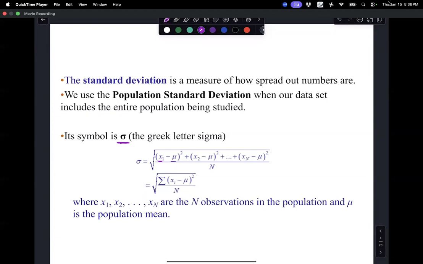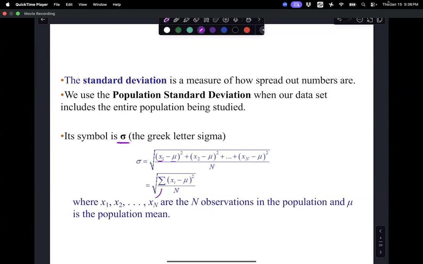Take the mean: you take the data value, subtract the mean, and then square it. Then you add all of those squared differences together, and you divide them by the number of observations there are in the population. Since this is population standard deviation, we divide it by the population size. Remember, a capital N represents population size.